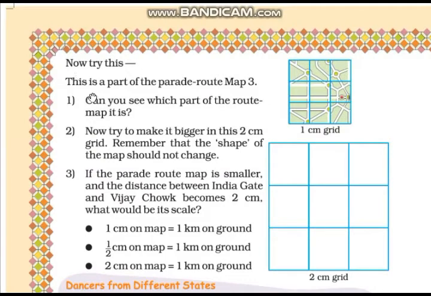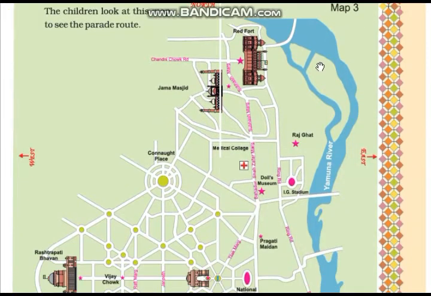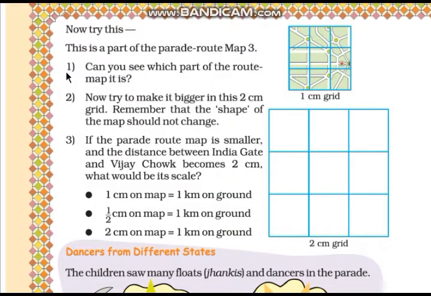Now try this. This is a part of the parade route map 3. Means this is one part of parade route map 3. This is parade route map 3 and it is one part of this map. Here let us answer question 1. Can you see which part of the route map it is? So children, observe this picture. Can you tell me which part of the route map it is?